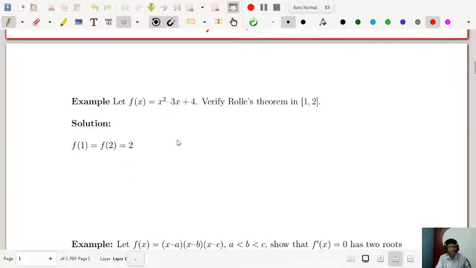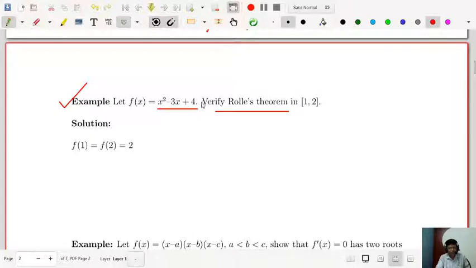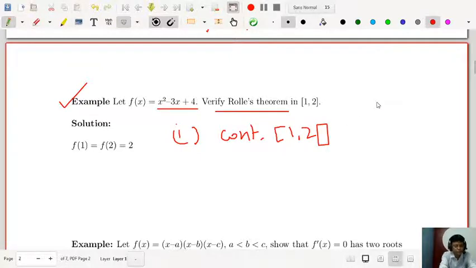It's a simple example. We can check and verify Rolle's theorem in [1, 2]. It's a polynomial, you see, and a polynomial is everywhere continuous. An exponential function is everywhere continuous. Sin x, cos x, everywhere continuous. So I am taking a quadratic polynomial. So you see, you can check f(1) is 2, f(2) is 2. Number 1, this function is continuous in any interval, and here we are talking about 1 to 2, so it is continuous in [1, 2] because it is a quadratic polynomial.